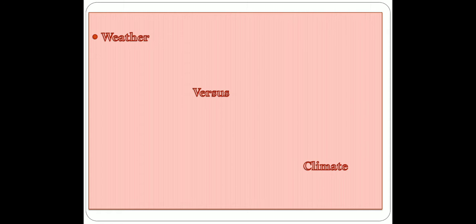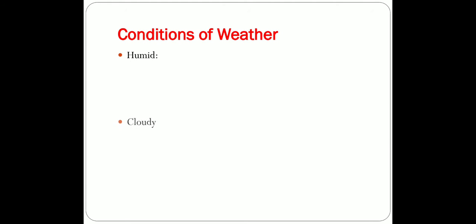Let's talk about another lesson, which is about weather and climate. What is the difference between weather and climate? First, if we want to talk about the weather or the climate, we are going to talk about the conditions of the weather or the climate during a period of time. These conditions can be humid, cloudy, or windy.